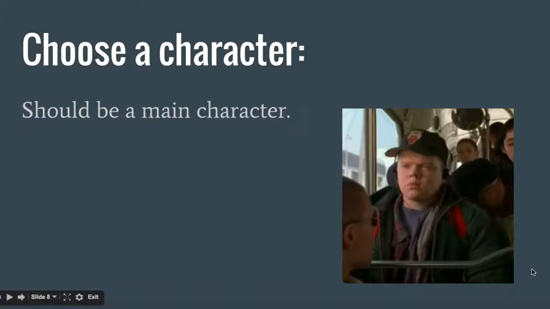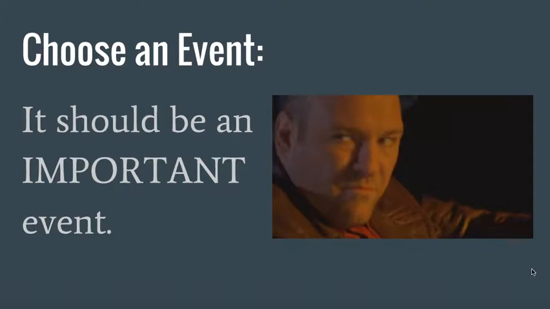This really should be a main character. So I would suggest that you pick the most important character in your story. So for our example, I'm going to use Max from Freak the Mighty because Max is a really important character in the story. Once you've chosen your main character, what you need to do then is think about events that are affecting them.